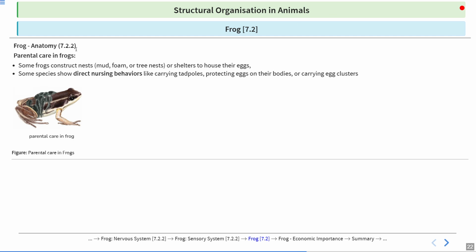Here you can see so many tadpoles are attached to this female frog. Parental care in frog. That is showing the parental care in frog.